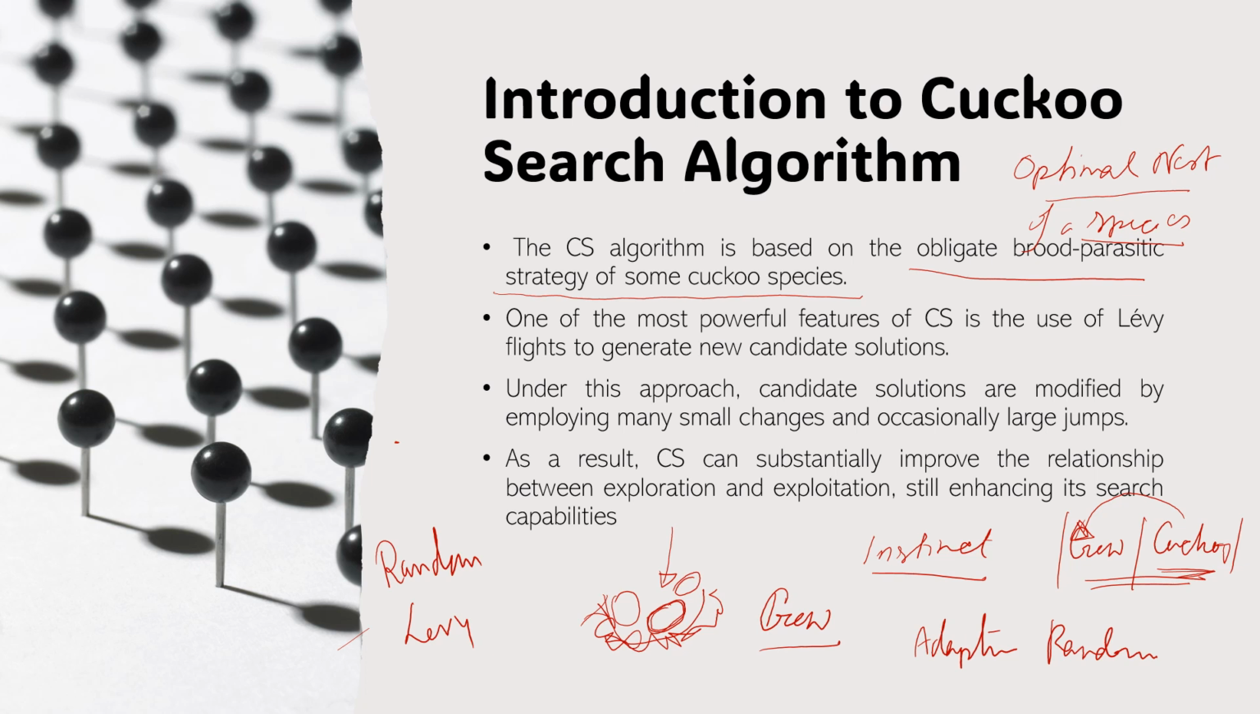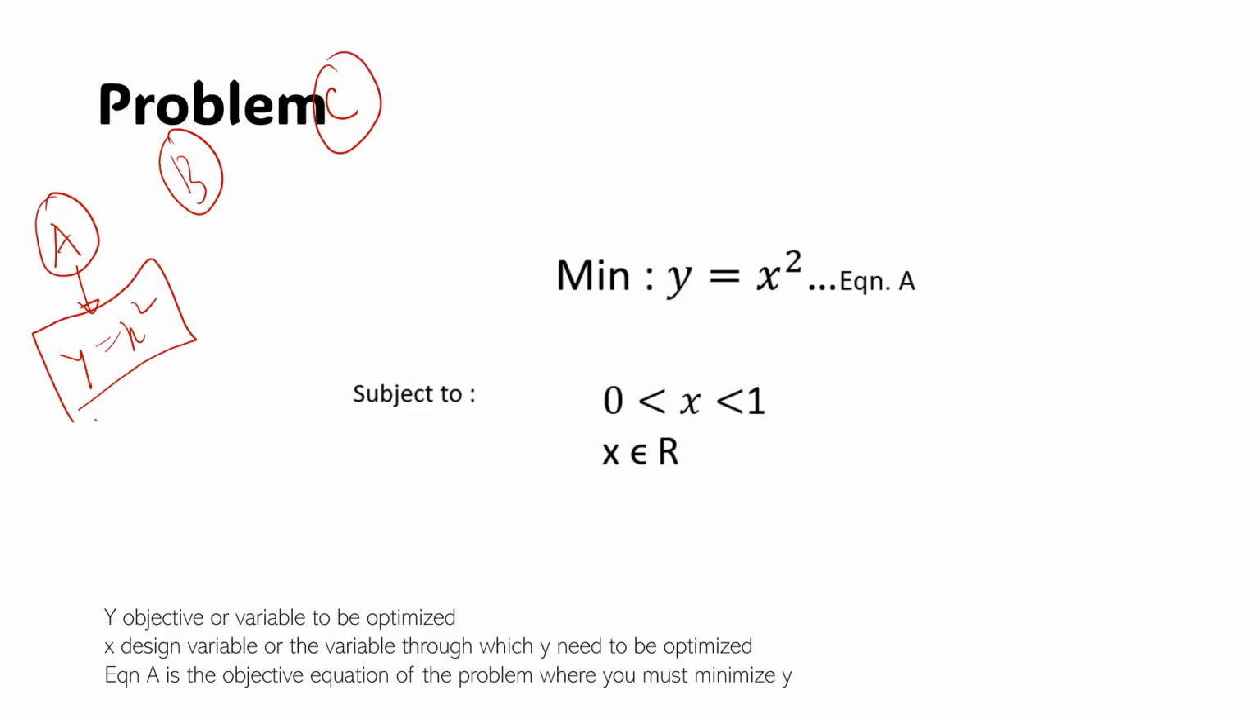In case of cuckoo behavior, this type of behavior of the cuckoo is now mimicked for an optimization algorithm. The problem is like this: minimize y equals x squared, subject to the constraint that x varies between 0 and 1, but it will not take the values 0 or 1. And x will of course be a real number; it cannot take an imaginary number. This is what the problem is. It is the same problem as the other method I described earlier.